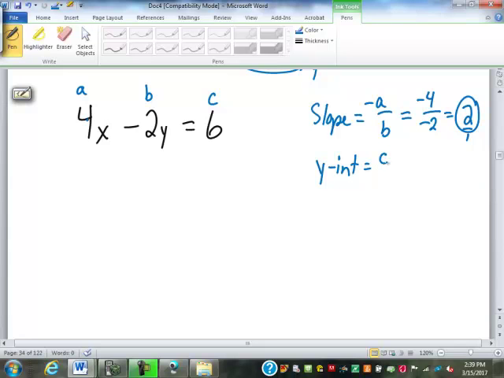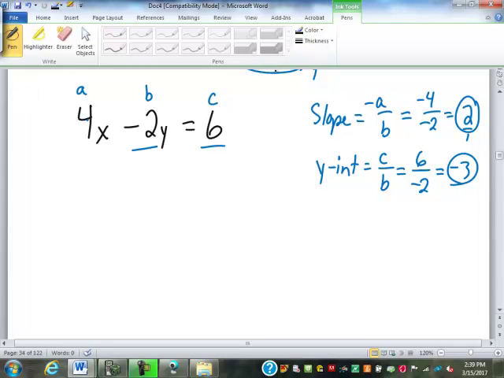Y-intercept is C over B. C is 6. B is, again, negative 2. So that gives us a y-intercept of negative 3. Good.